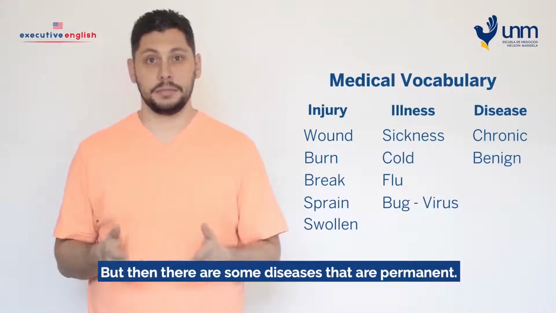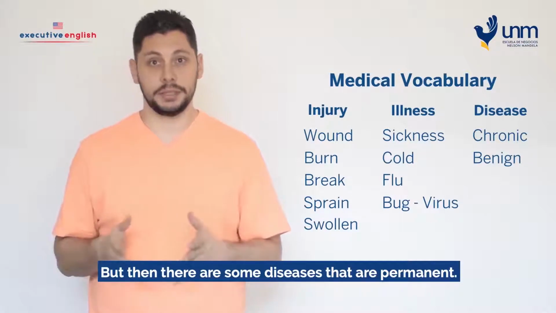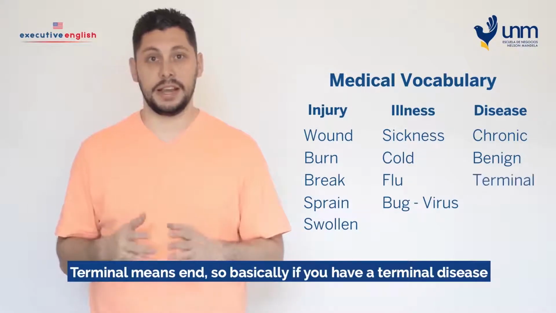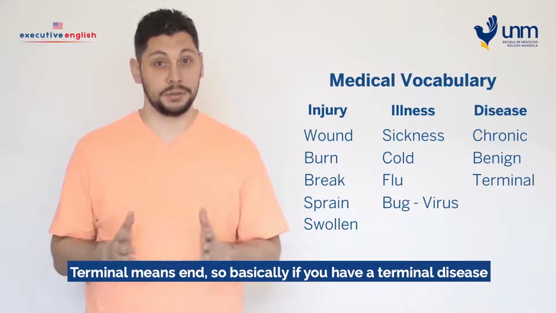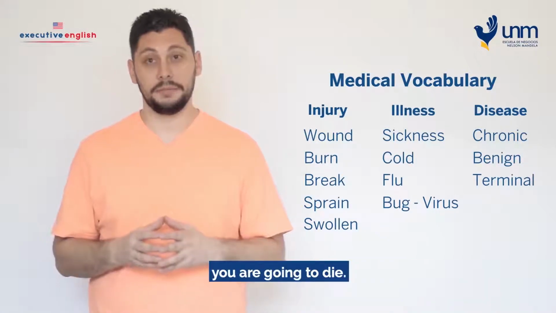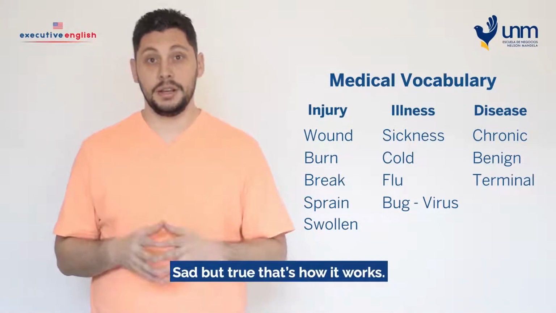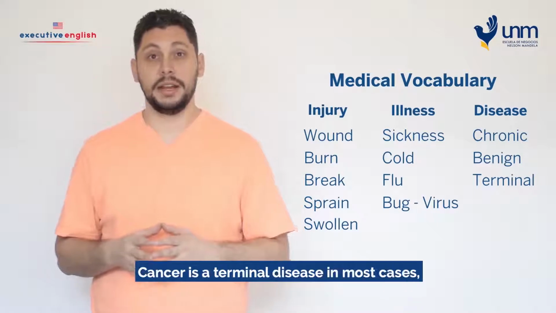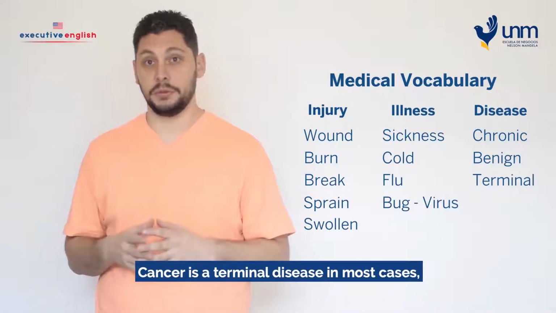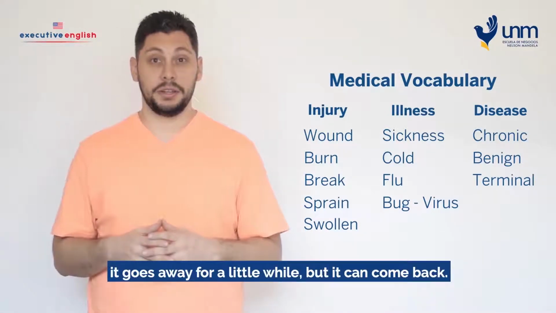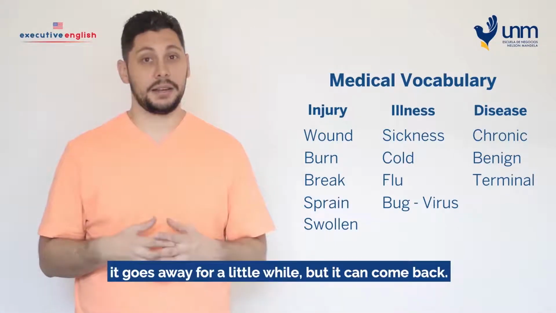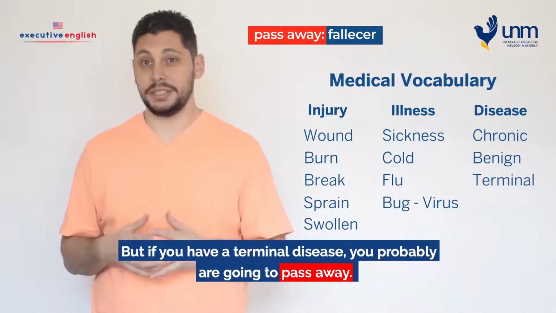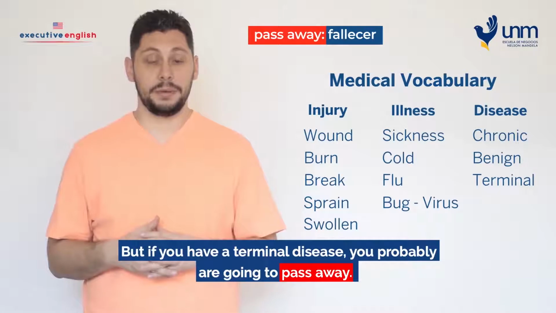But then there are some diseases that are permanent. Terminal means end. So basically, if you have a terminal disease, you're going to die. Sad but true, that's how it works. Cancer is a terminal disease in most cases. It goes away for a little while, but it can come back. But if you have a terminal disease, you probably are going to pass away.